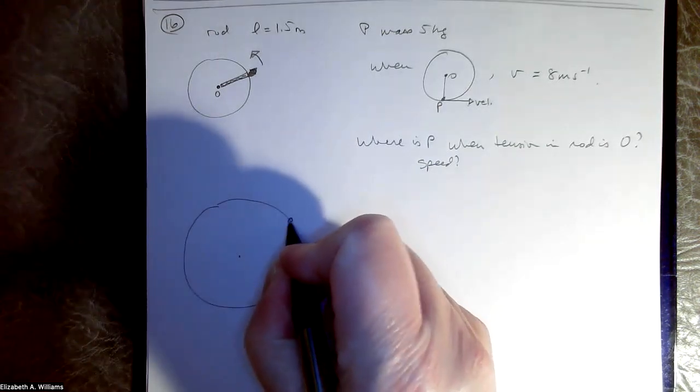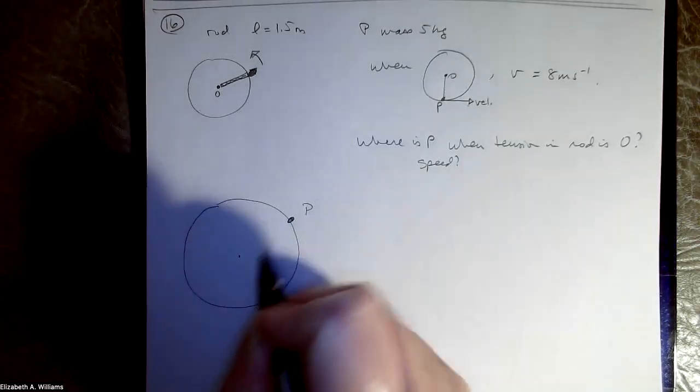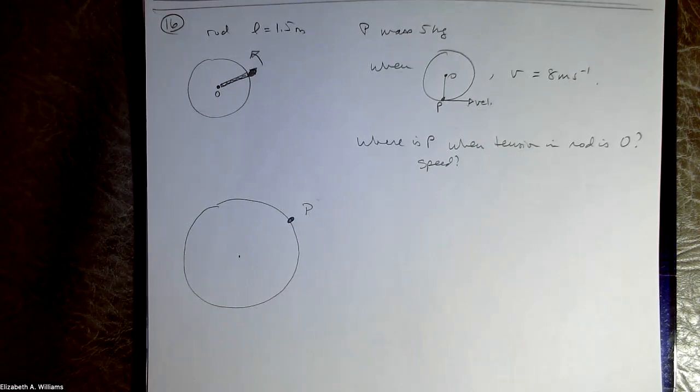So I just said, okay, let's just suppose that P is up here, somewhere in the northern hemisphere. I didn't mean it to be, like, on a 45 degree angle. I just slapped it on the picture.